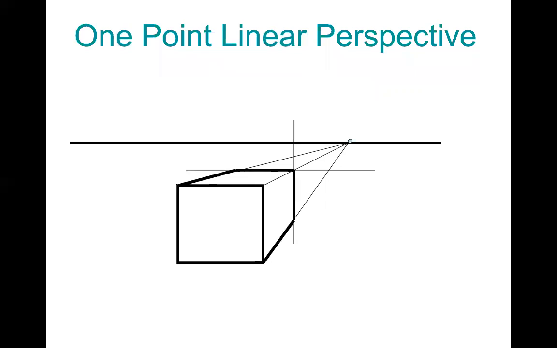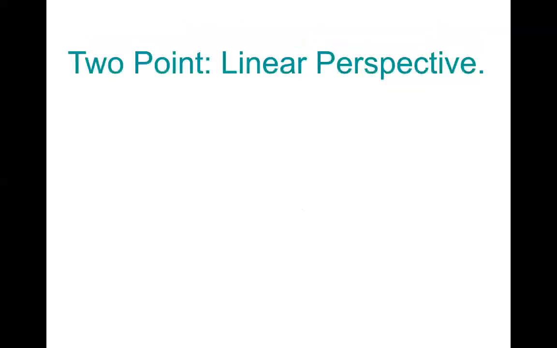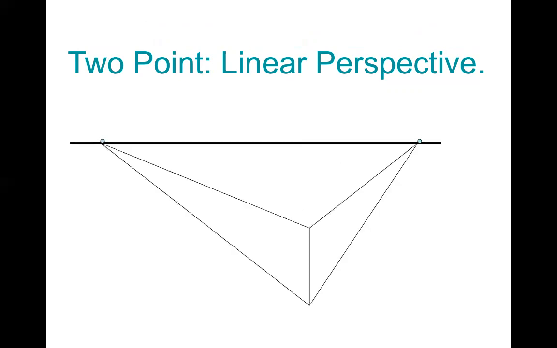Feel free to pause if you want to sketch this out on the bottom of your worksheet. In 2-point perspective, you're once again going to have a horizon, and then on this horizon, you're going to have 2 vanishing points. We typically put them on either side of the paper. Then you're going to start with a vertical line. And then after that, you're going to take diagonal lines to the left and to the right.